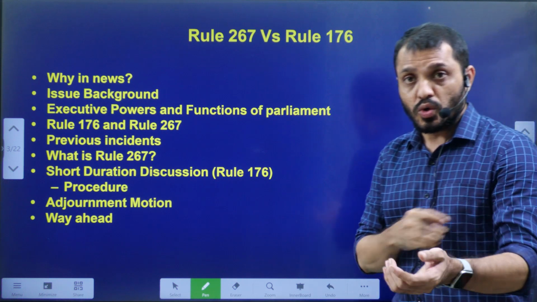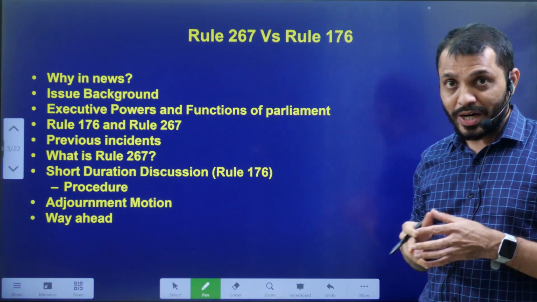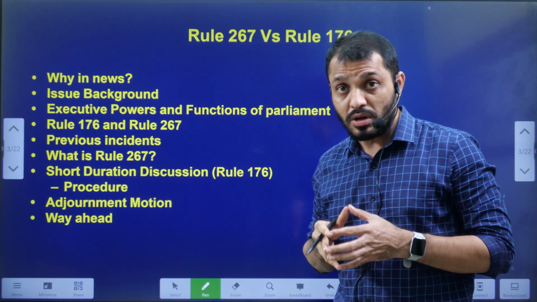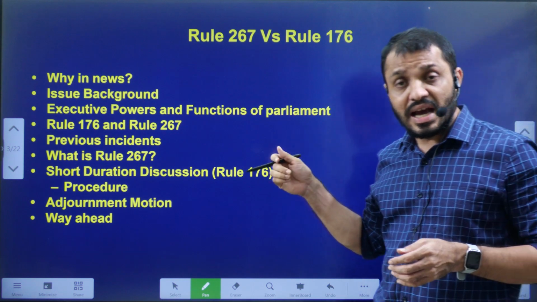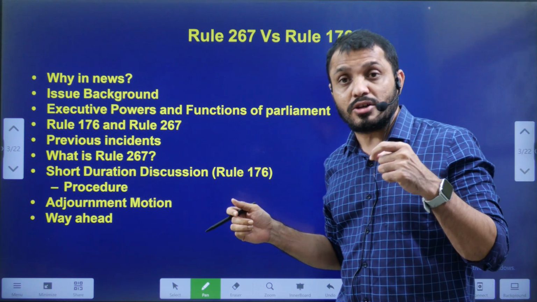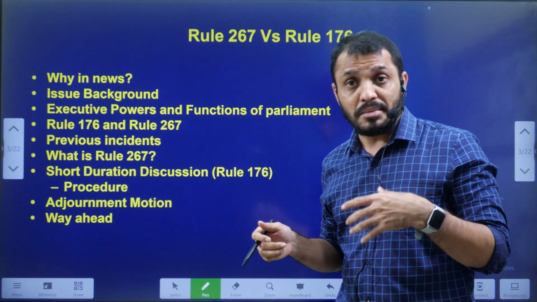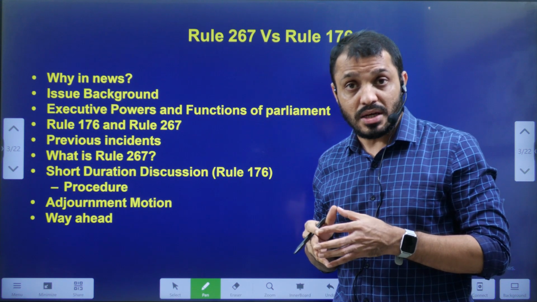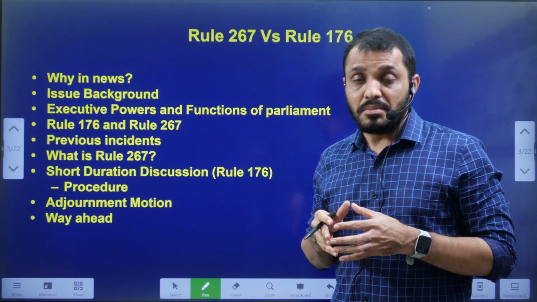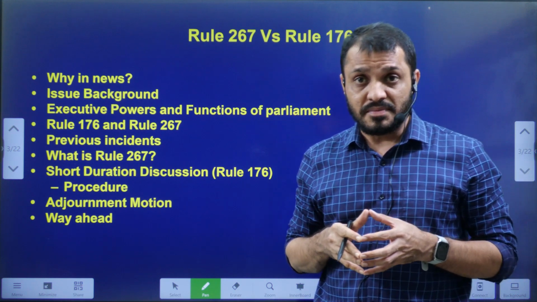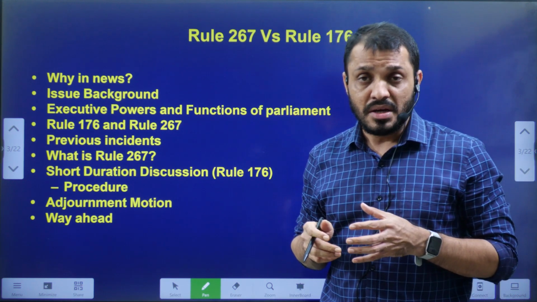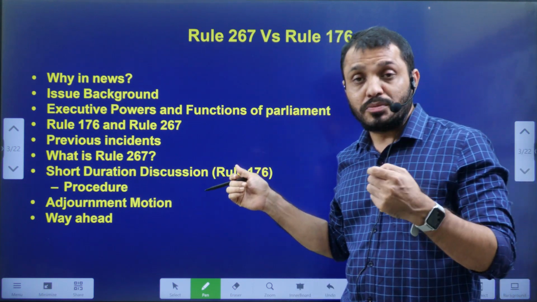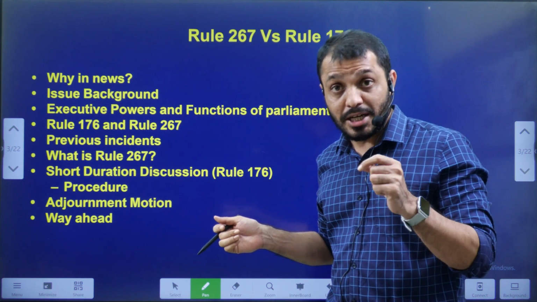Now let us go to the video components. First we will examine why it is in news, then the background regarding Rule 267 and Rule 176. Then I'll explain, according to the Indian Constitution and the parliament rules, how the executive will be controlled by the legislature. You know students, India follows the parliamentary form of government. The main feature of the parliamentary form of government is that the executive is responsible to the legislature and is controlled by the legislature. So through which instruments in India will the Union executive be controlled by Parliament?